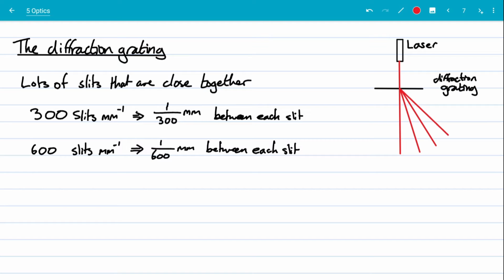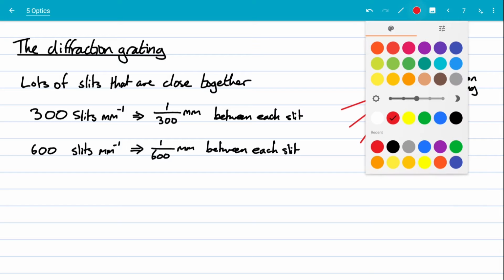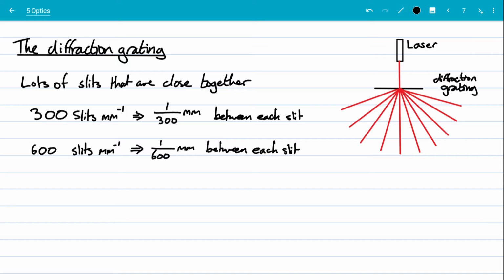And there's going to be a finite number of them. We'll be able to count how many of these, what we call orders, there are, and how many spots we have. Now, this can be really useful. If we use light that's not monochromatic, then we're going to get different numbers of orders and different spacings between the orders for the different colors. So the order that goes straight through, we call the 0th order.